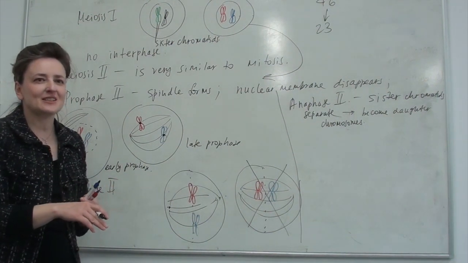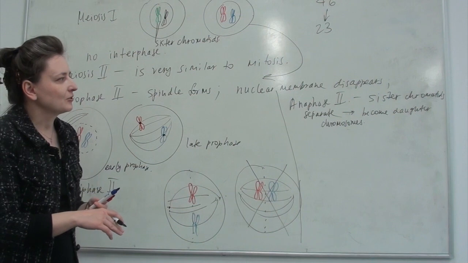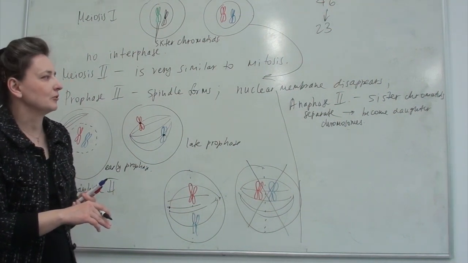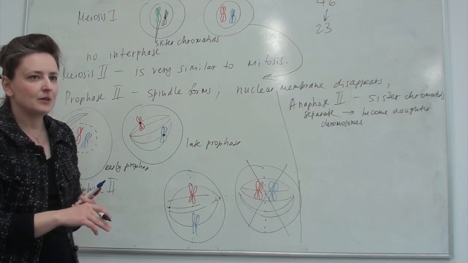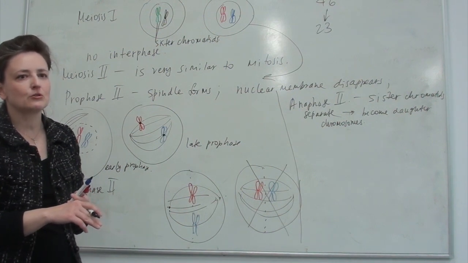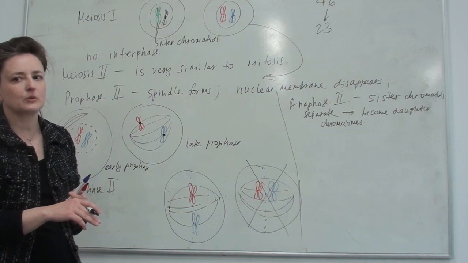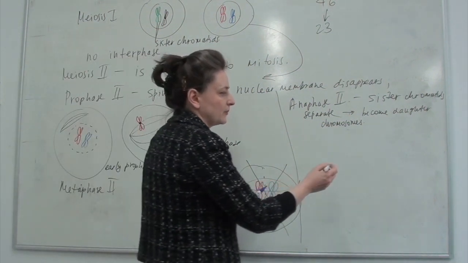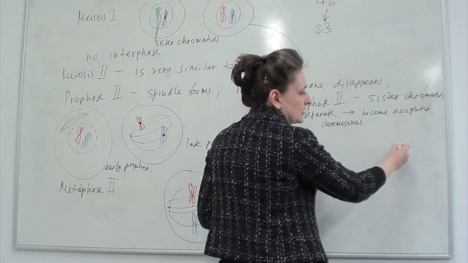Right, so same task as before. Chromatids, sister chromatids separate, and then they become known as daughter chromosomes. Can you have a go at drawing me a picture of what you would expect anaphase to look like? And can you pay attention to how you are positioning these chromosomes?